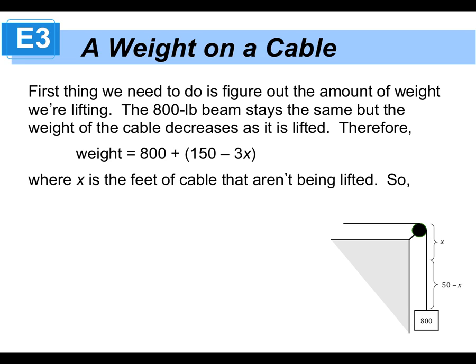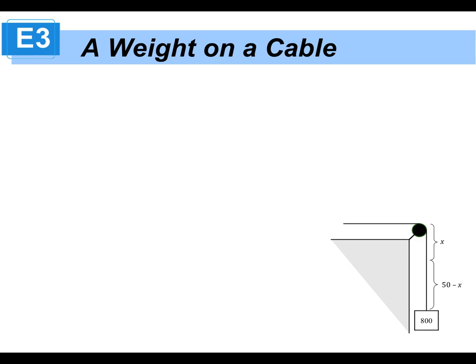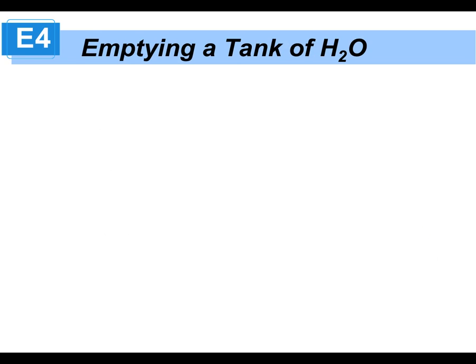This is right, this is wrong. So if I pulled a cable up a certain distance, X, then that's what's going to decrease off the weight. So my sentence is incorrect. It should be the feet of cable that is being lifted. Thank you. Okay.